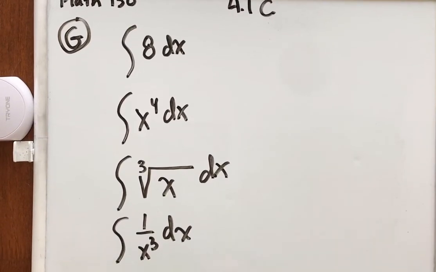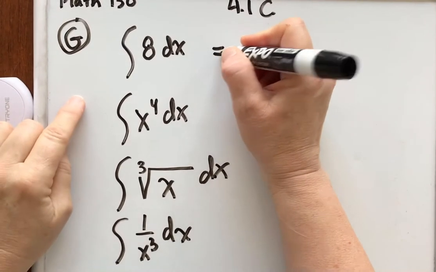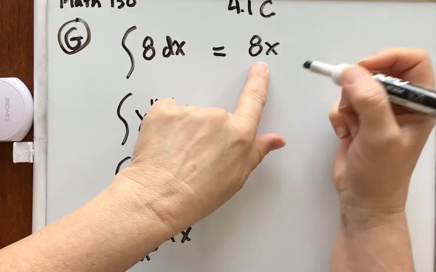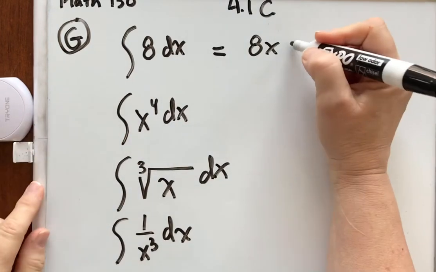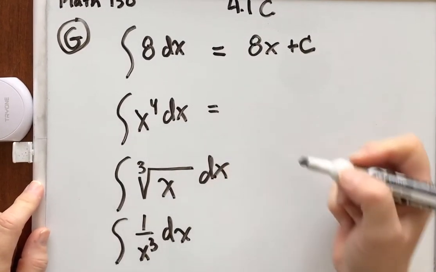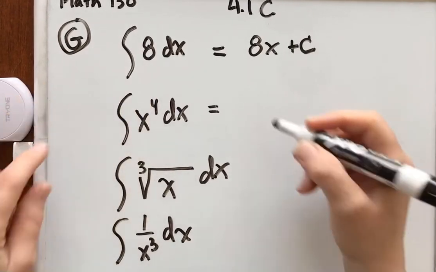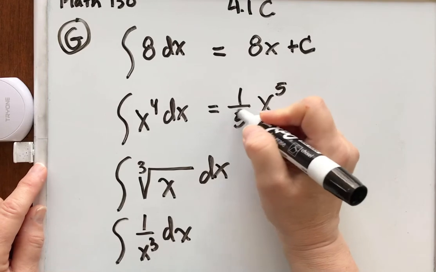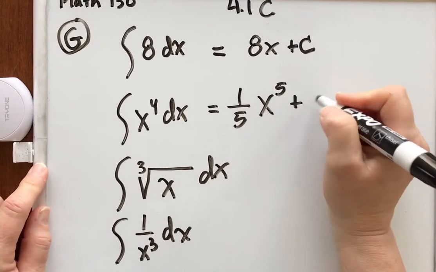4.1c, let's see how you did. When we integrate this 8, we want 8x because the derivative of 8x is just 8. And don't forget your plus c. Next one, we integrate x to the 4th, we add 1 to the 4, and that gives us 5, and we multiply by 1/5 plus c.